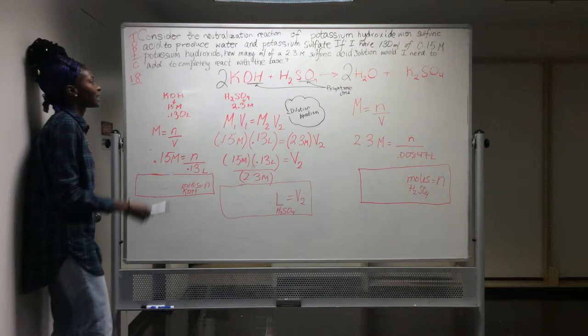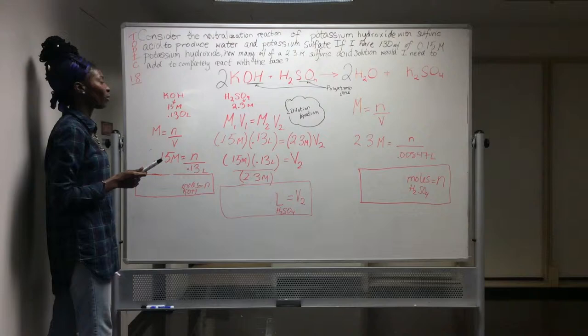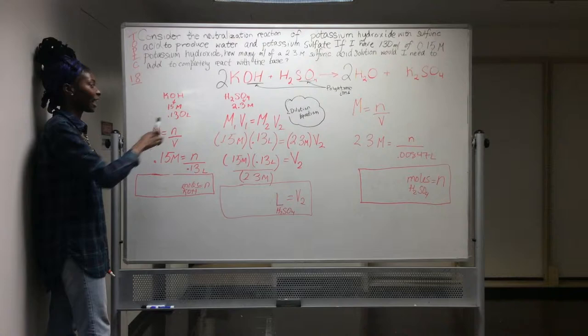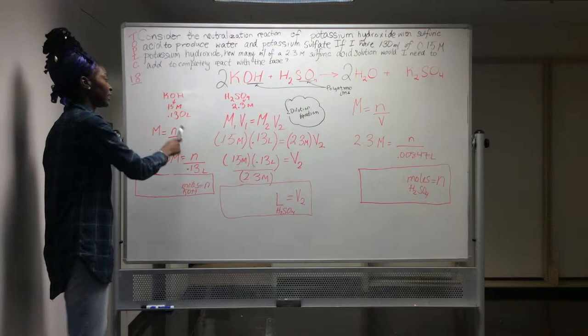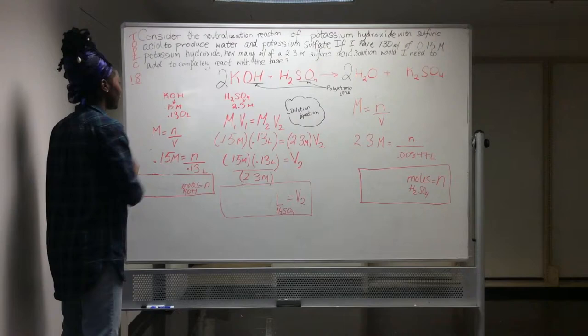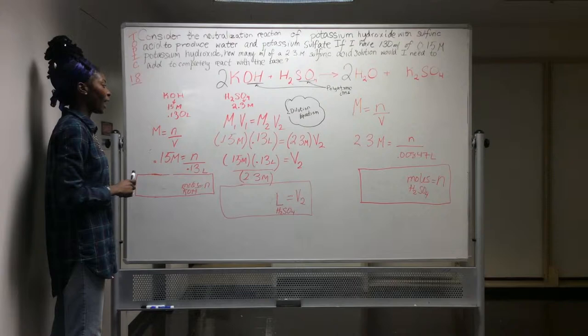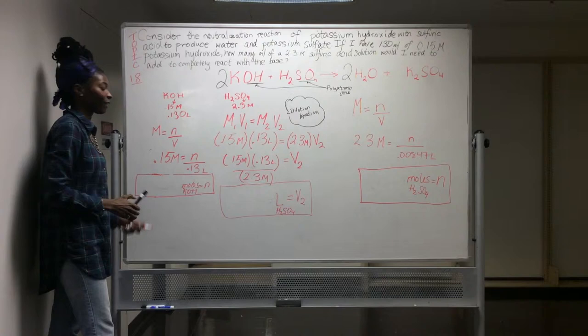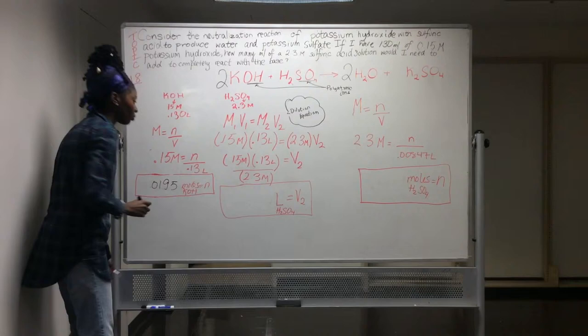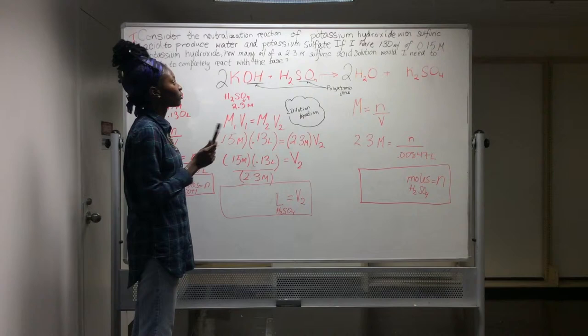Potassium hydroxide, given from the question, has 0.15 molarity and 0.13 liters. We derive the liters from the 130 milliliters given in the question. We change it to liters to suffice with the molarity equation that we are about to use. M equals n over V, M being the molarity, which is 0.15, and V being the liters, which is 0.13. When we multiply 0.15 and 0.13, we get 0.0195 moles of KOH.